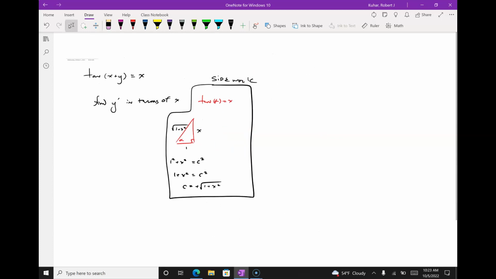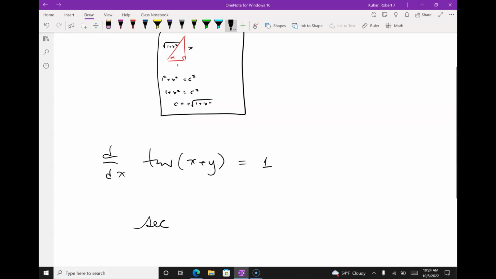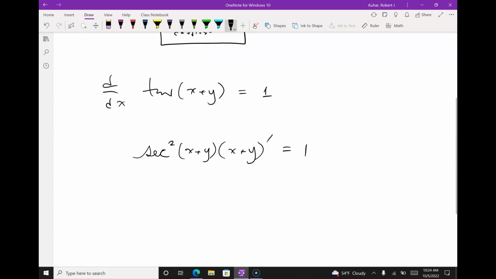So I'm ready to do my problem now, because all of this is what I need for the final answer. I'm ready to take my derivative. So d/dx of the tangent of x plus y is equal to 1, because I took the derivative of the right side directly. Derivative of tangent is what? Secant squared of x plus y times the derivative of the inside. So I get secant squared of x plus y times 1 plus y prime.